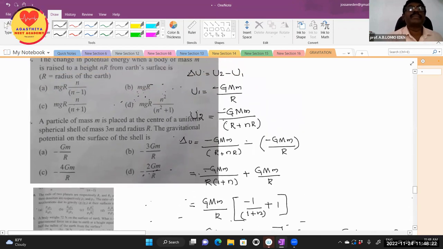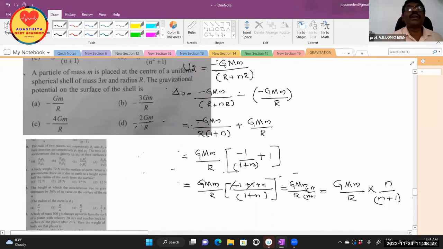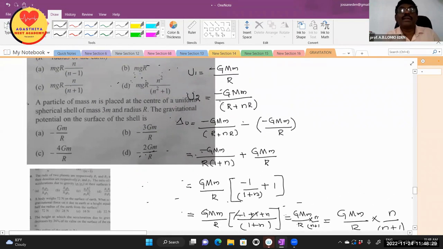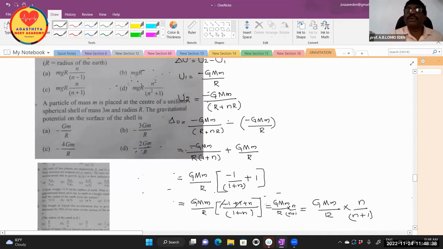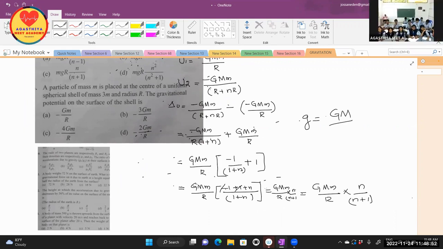See the answer. This answer is not relative to this. Okay. Therefore, see the options. Options are in terms of g. What is the g value? Acceleration due to gravity. You know that g formula? Anybody? Acceleration due to gravity? GM divided by R squared.